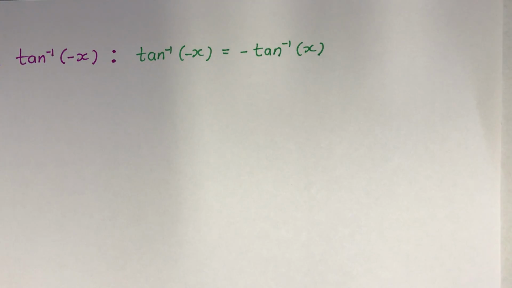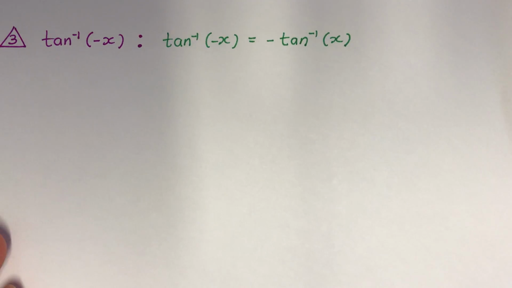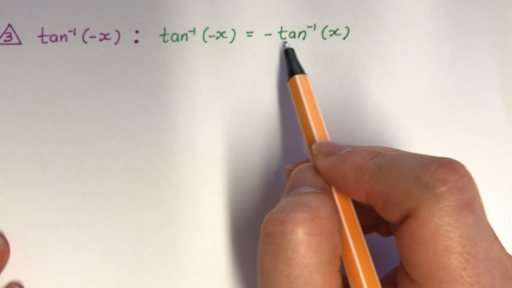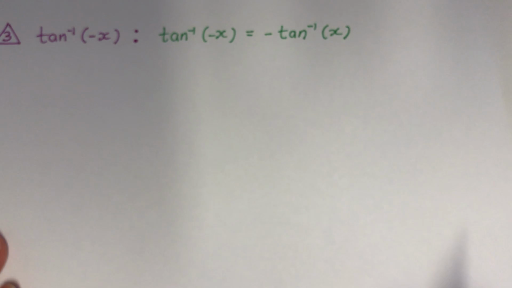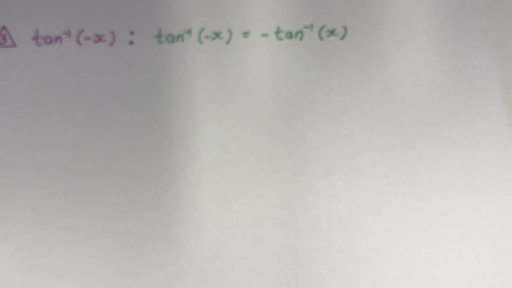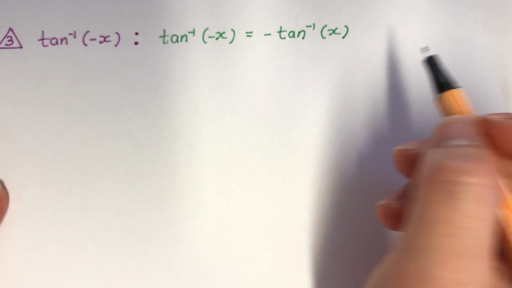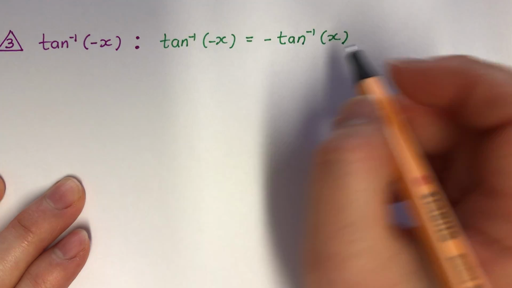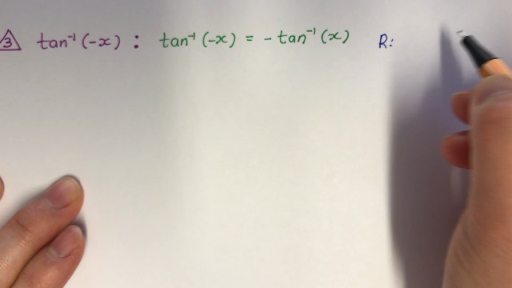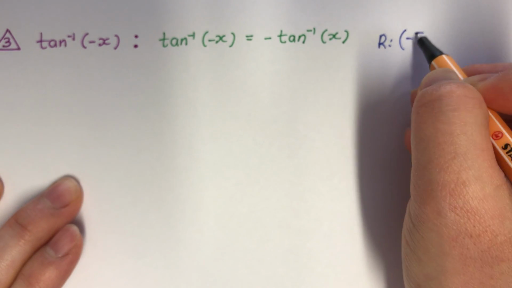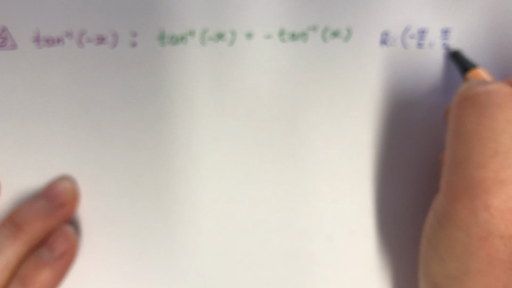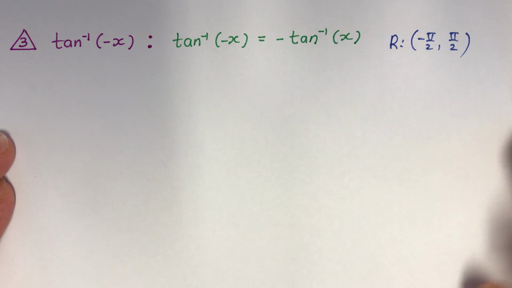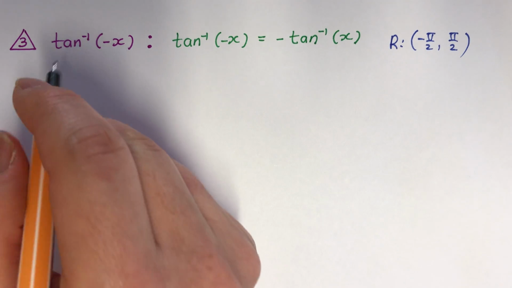Next one. Inverse tan minus x equals minus inverse tan x. Okay, so it's going to be the same as before, most likely like sine. Okay, why? Because the range of tan will be minus pi over 2 to pi over 2. Oops, I don't know why it's out of focus. Yep, that's better. Sorry about that.